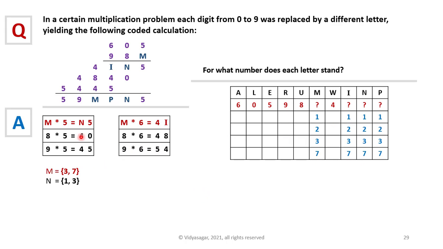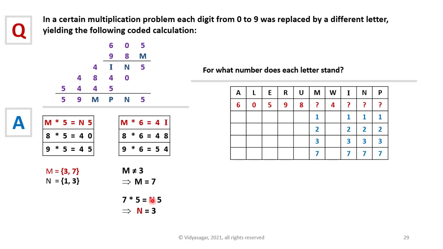Now from the two equations M times 5 equal to N5 and M times 6 equal to 4I, what we can tell is M cannot be 3 because it doesn't satisfy the equation M times 6 equal to 4I. 3 times 6 equal to 18 only. However, M equals 7 satisfies both the conditions. So M is 7.